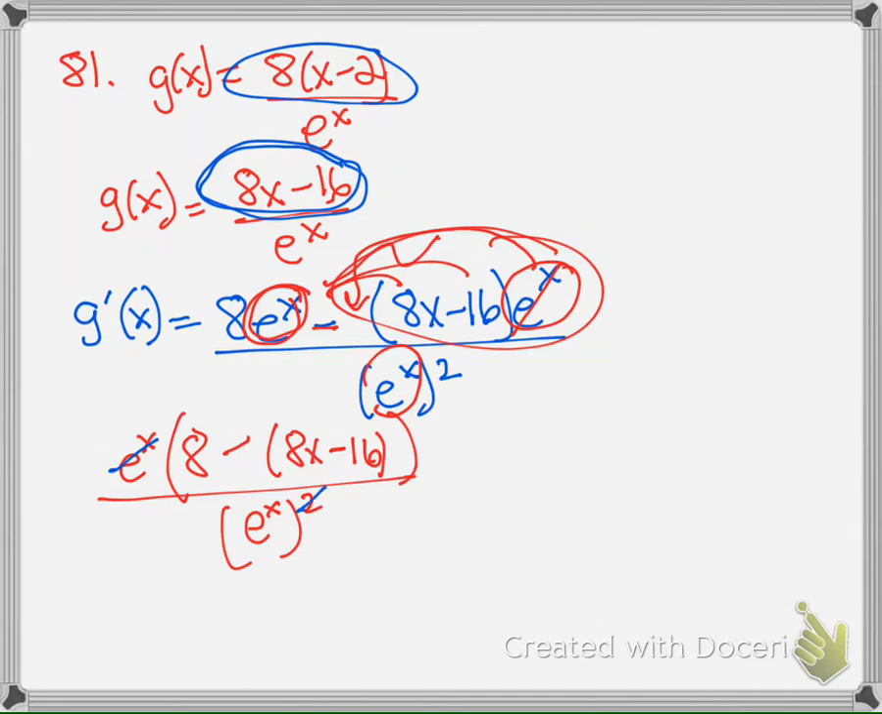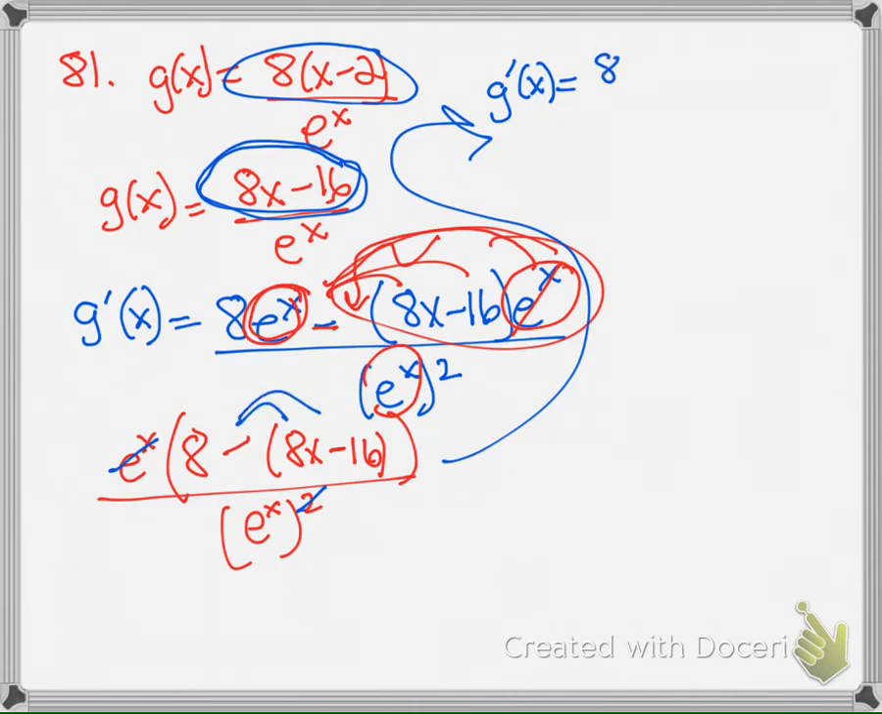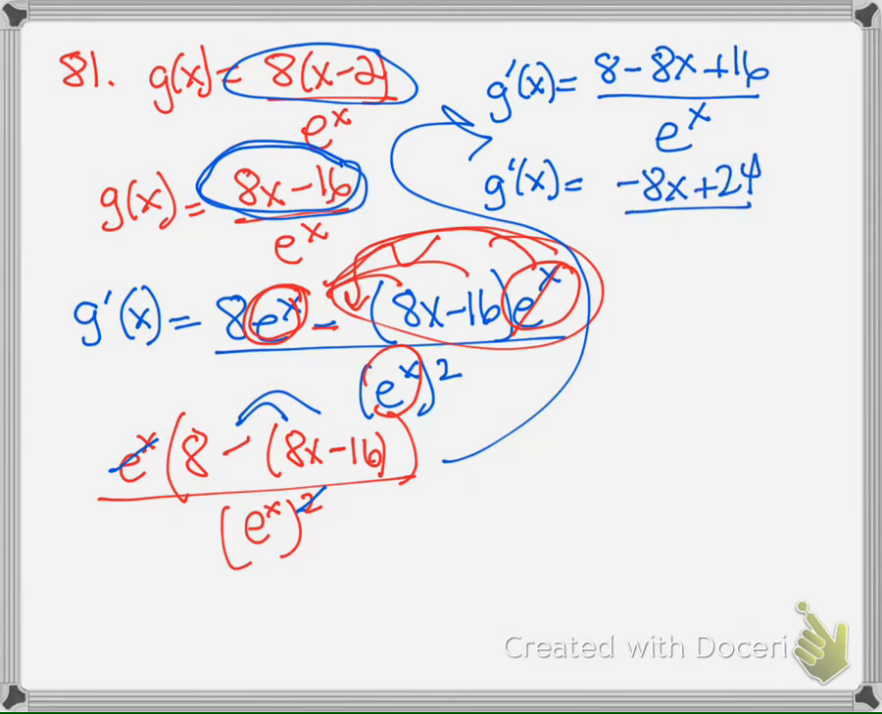So what's left? Way up here, my derivative now, what do I have left? I have 8. I'm going to distribute this negative, minus 8x, and plus 16, because I distributed the negative. And on the bottom, I have e to the x. Okay, combine like terms, and my derivative will be, let's see, negative 8x plus 24, all over e to the x. Okay, so that's if they just asked for the derivative, we'd be done. Now go back and read the question again, and you'll see you got to go a little bit further.